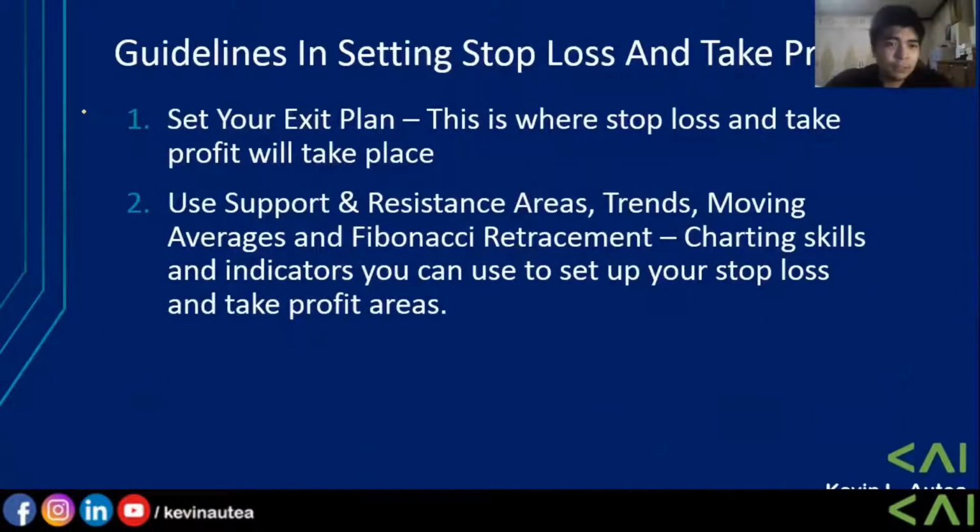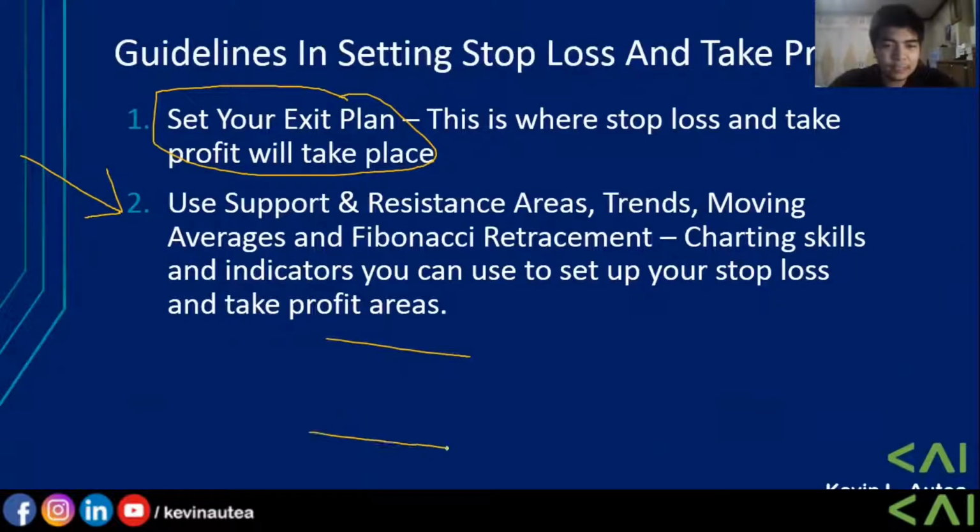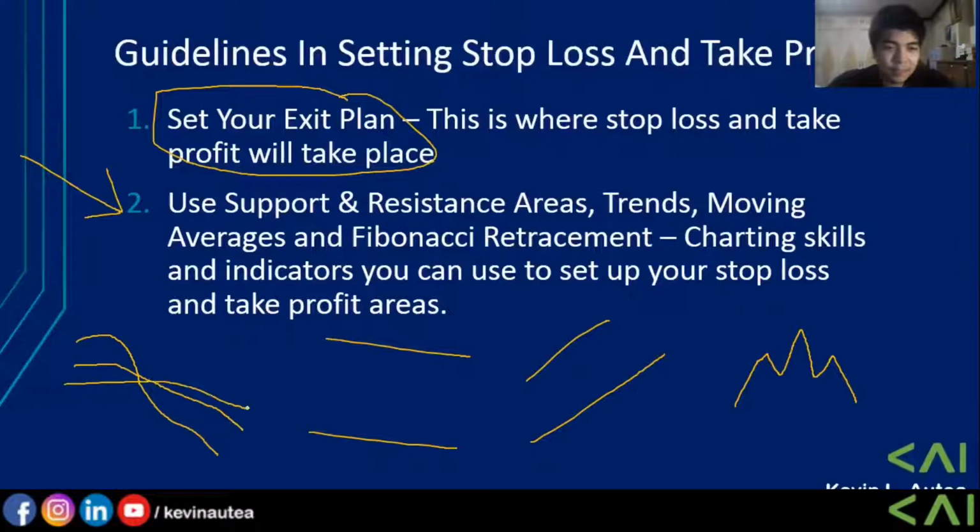Alright, so first of all, you need to set your exit plan. Now, this is where your stop loss and take profit will take place, again based on your own criteria. Then, plot support and resistance areas. This is the very important part, no? How will you set this up? Okay, you will use support resistance areas, trends. You can see an uptrend or some patterns, head and shoulders, right? Moving averages, like for this one, the three moving averages, maybe, no? Then the Fibonacci retracement, right?